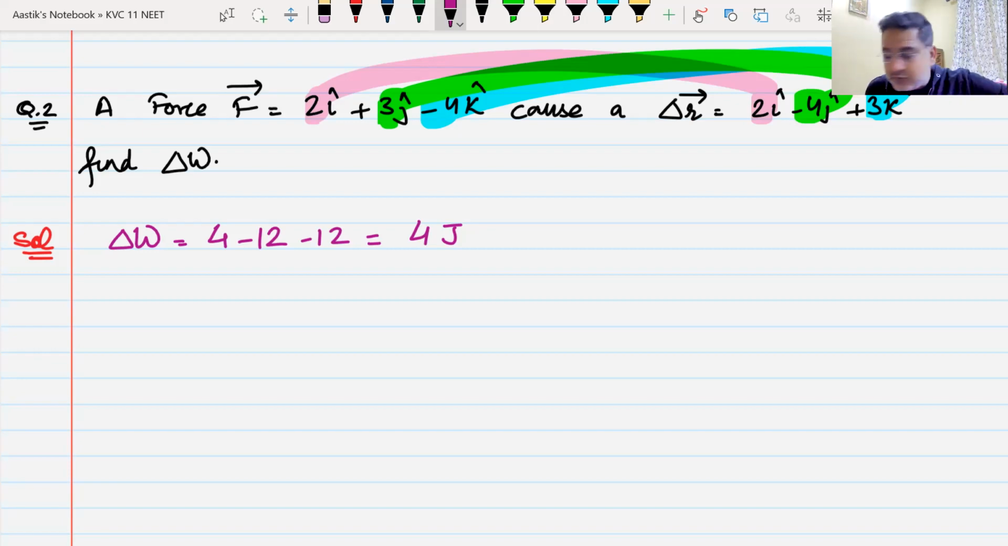In the next class, we'll move ahead and we'll do some more problems on constant force, and we will move on to when the force is variable as well.